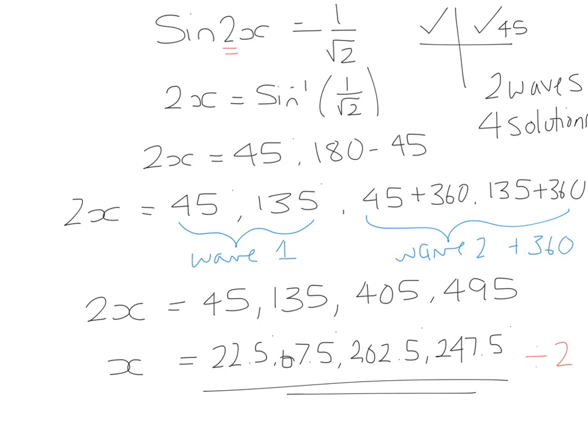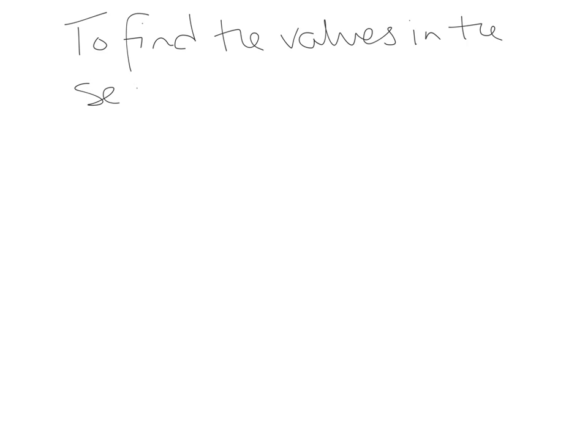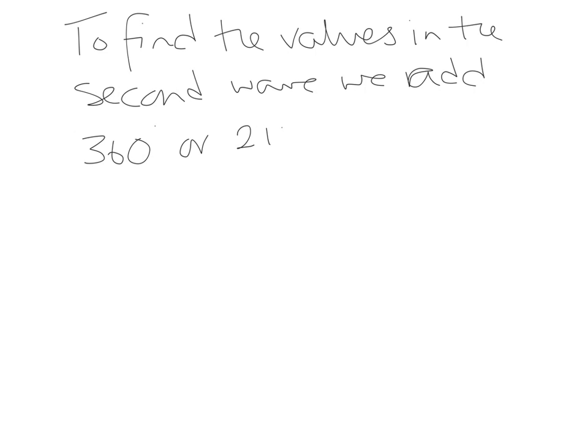Okay, as I said, on the next slide I'll write out the method for finding the next wave in the sequence. To find the values in the second wave, we add 360 degrees or 2 pi to our first wave answers.